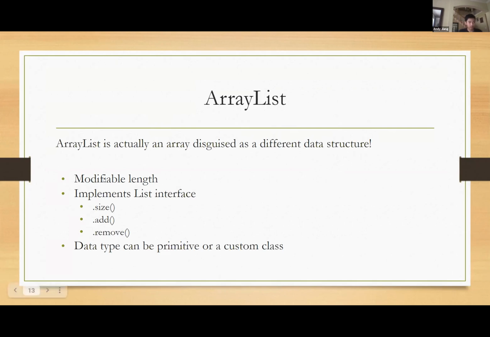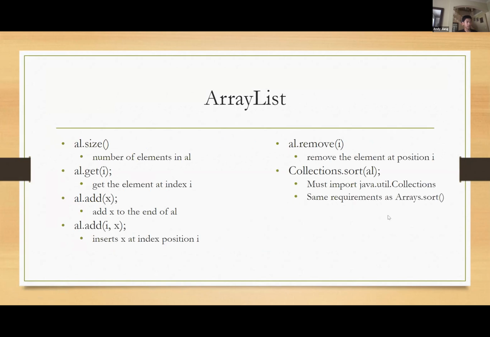On our end, it looks like it has modifiable length because we can add and remove elements freely. This implements the list interface, which means you can just think of it as a type of list. And since it's a type of list, it has to have these three methods: .size, .add, .remove. There are some other ones, but this is what's really important. Like arrays, the data type can be primitive or custom. There's a bunch of methods. Typically, I don't think some of these methods are used much.